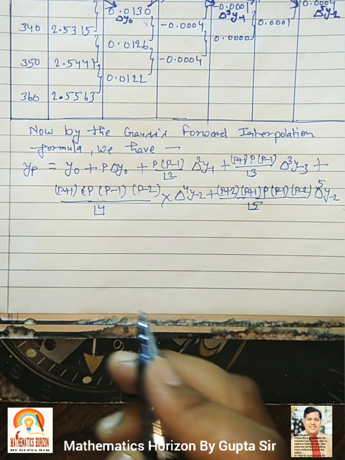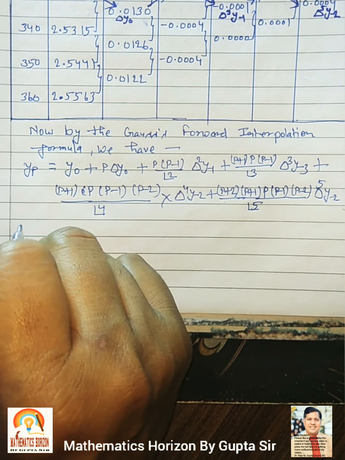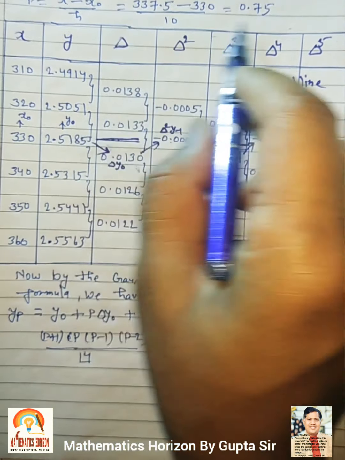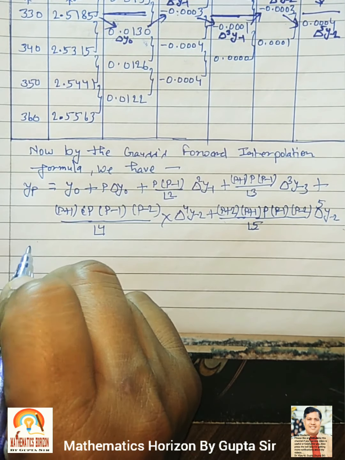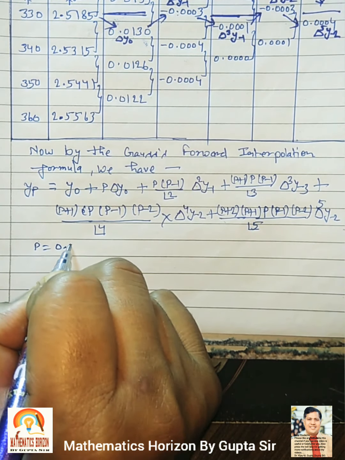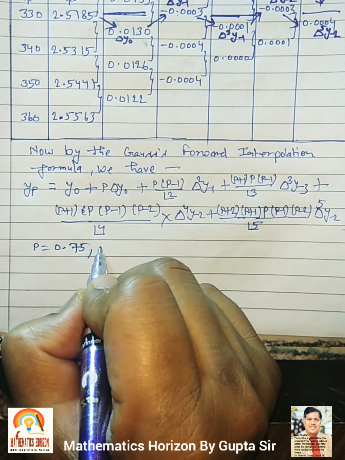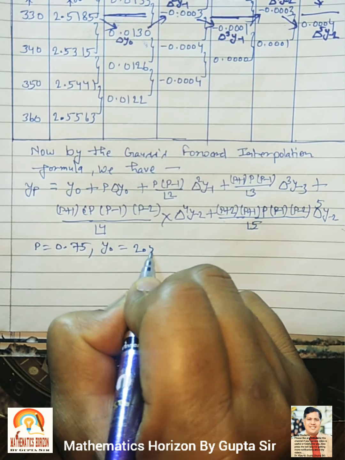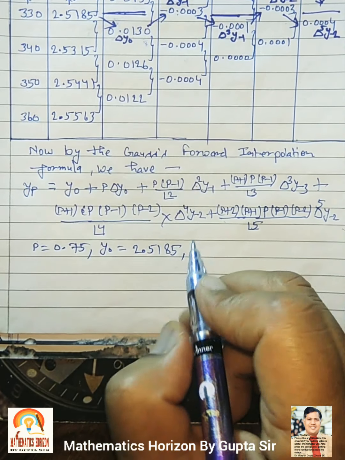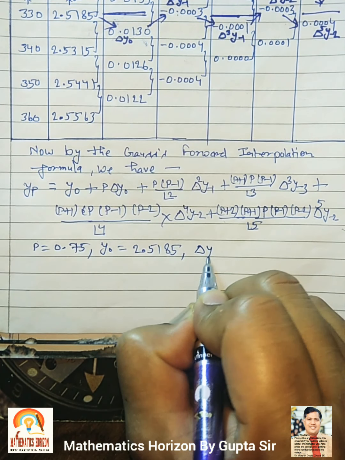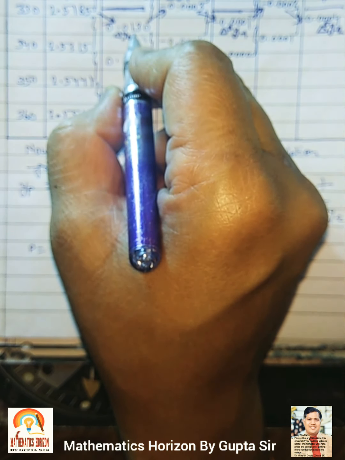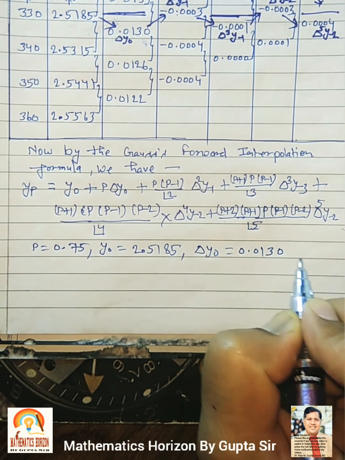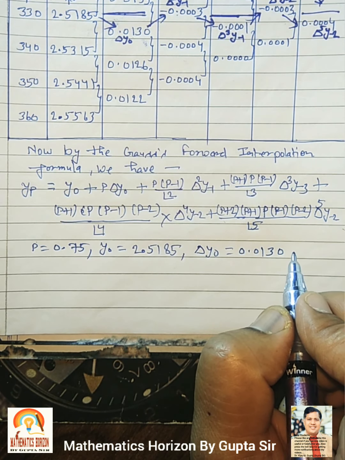Okay. Now what we have here: the value of p, we have already found, p is 0.75. The value of y0, corresponding to x0, is 2.5185, and the value of del y0 is equal to 0.0130.